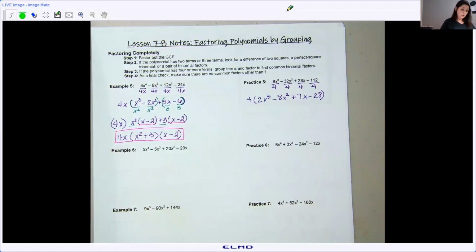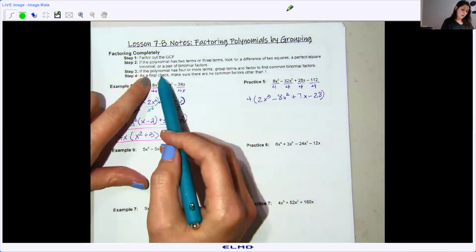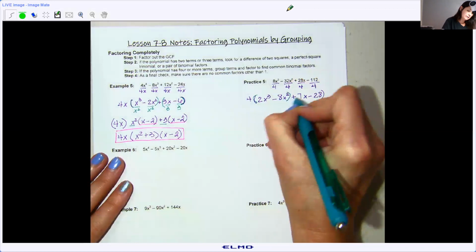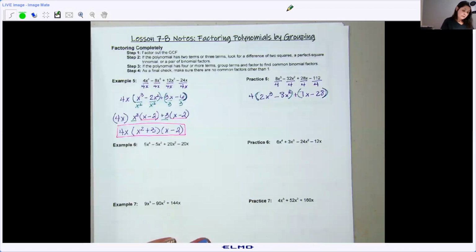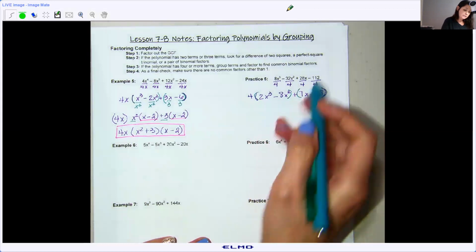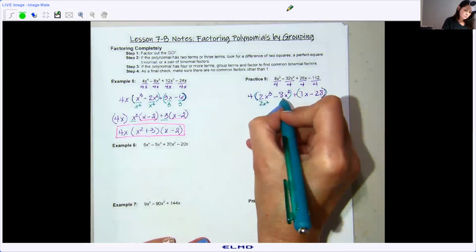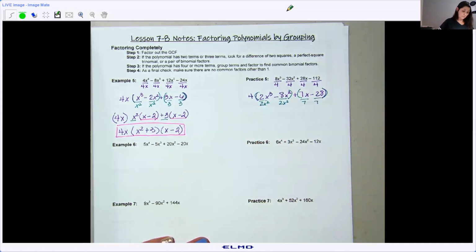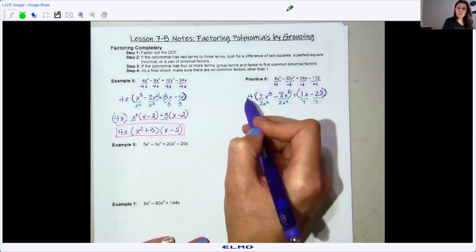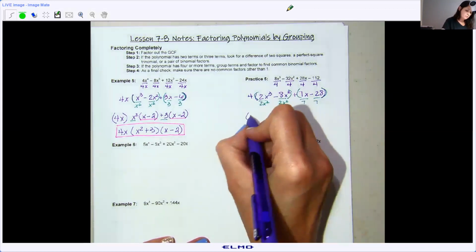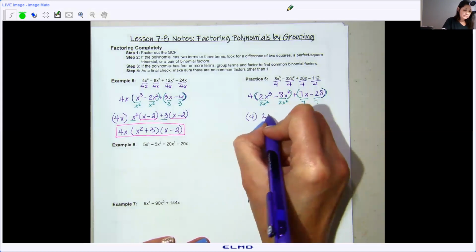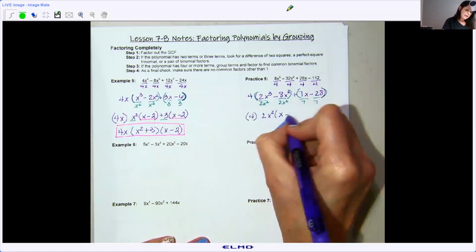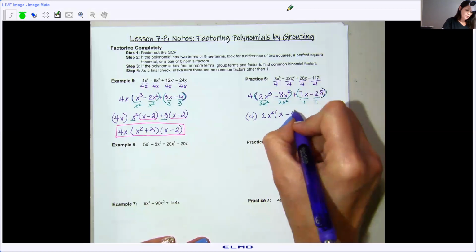Okay, now our polynomial has 4 or more terms, so I'm going to group them and factor them. So I'm going to group it into this and into this. The greatest common factor here is going to be 2x squared, and the greatest common factor here is going to be 7. Can't forget our factor that we pulled out from the first step, 4. And then we have 2x squared. So 2x cubed divided by 2x squared is x, and 8x squared divided by 2x squared is 4.